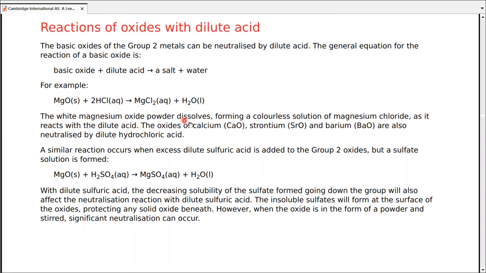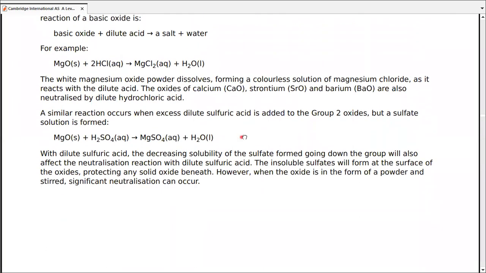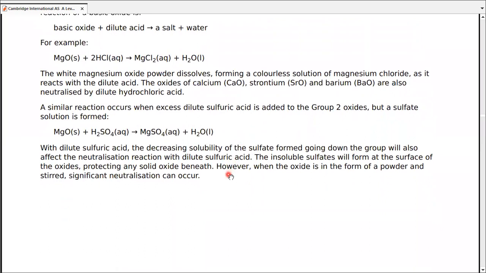Now, the white magnesium oxide powder dissolves, forming a colorless solution of magnesium chloride, as it reacts with the dilute acid. The oxides CaO, SrO, BaO are also neutralized by dilute hydrochloric acid. A similar reaction occurs when excess dilute sulfuric acid is added to group 2 oxide, but a sulfate solution is formed.